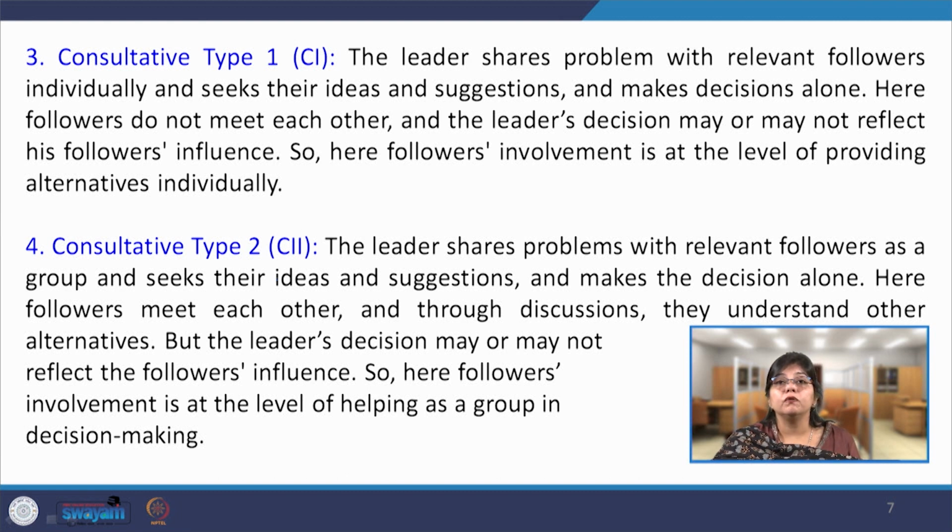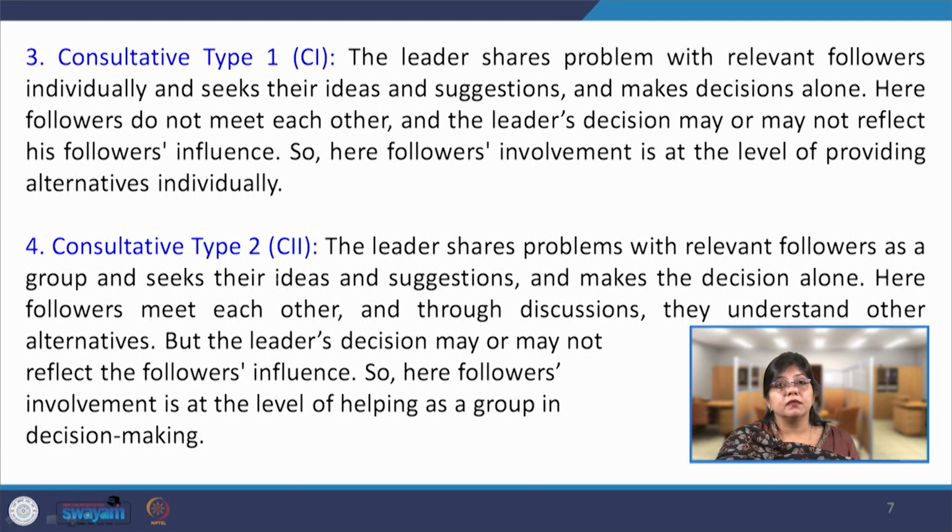So, here the followers' involvement is at the level of providing alternatives individually. Individually, because the leader will consult whomsoever he chooses; it is not about consulting every member of the group. It is only about selecting a few people within the group as per the situation, soliciting all the information and feedback, not getting influenced, but definitely taking his own decision.